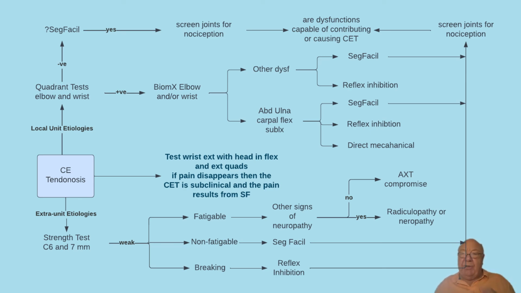If, on the other hand, when you do the biomechanical exam of the elbow or the wrist, there's other dysfunctions there that don't fit properly, then the only way they can cause a problem really is, assuming that it's not in the same pattern, we're going to be looking at reflex inhibition. It could be segmental facilitation again, in which case you go through that same screen. But more likely it's the reflex inhibition that's going to be the real issue.